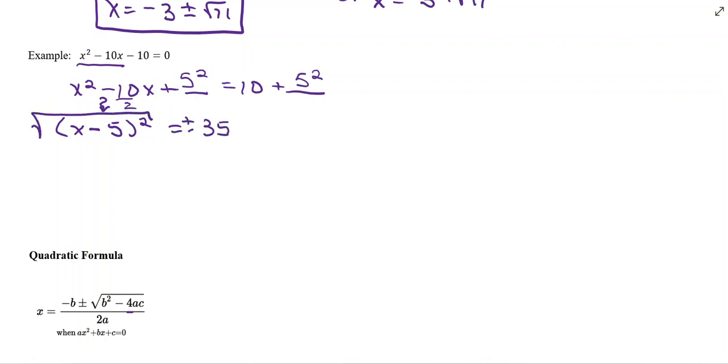Square root both sides, making sure to do the plus or minus on the right-hand side. I now have x minus 5 equals plus or minus rad 35. My final answer is x equals 5 plus or minus rad 35.